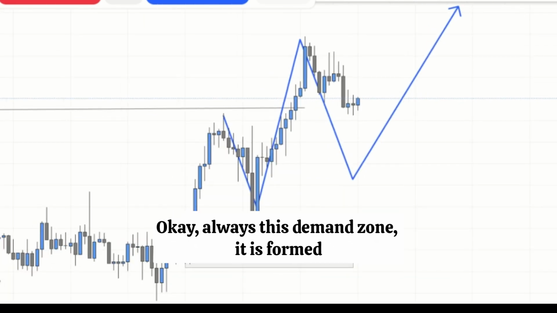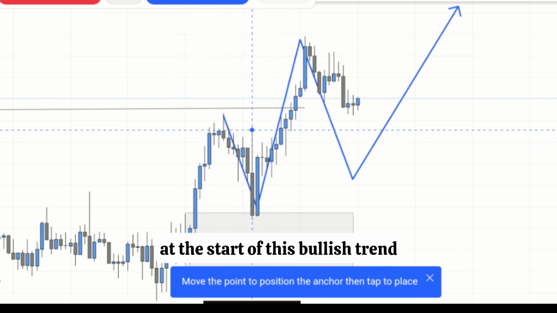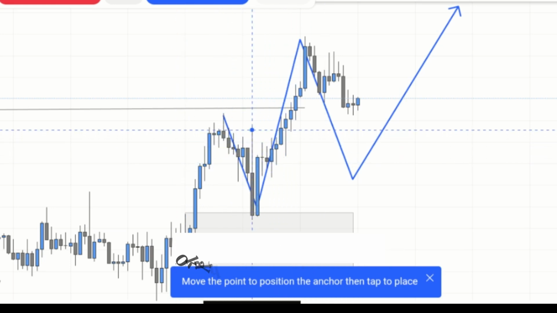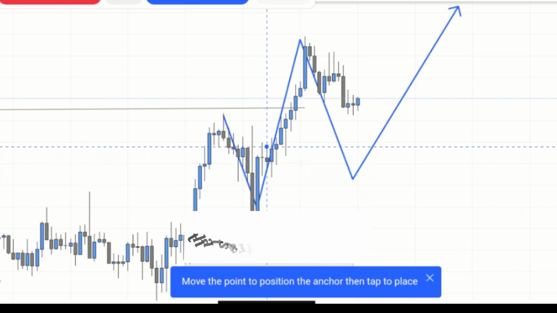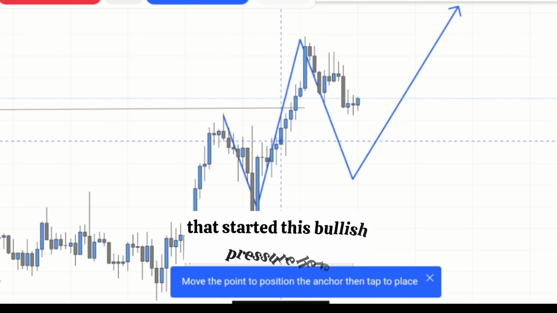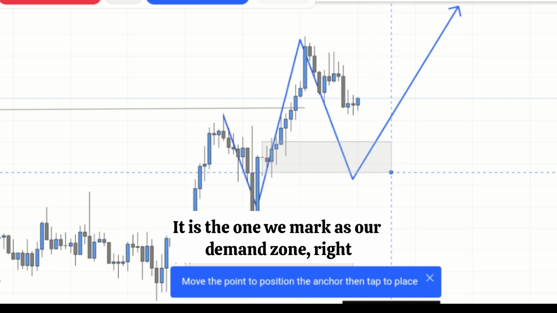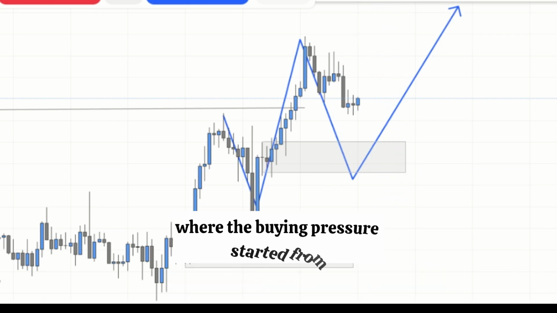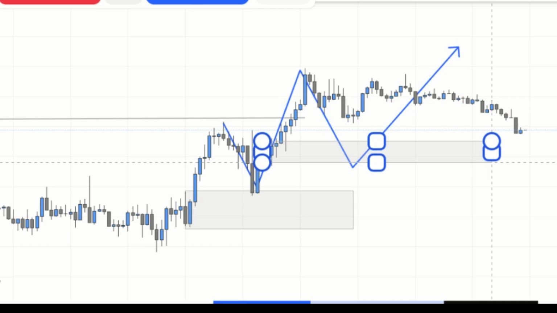Always, this demand zone is formed at the start of this bullish trend. Hope you can see that, at the start of this buying pressure. Remember, this candle is the one that started this bullish pressure, this buying pressure. The candle is right here. It is the one we mark as our demand zone, where the buying pressure started from, and we wait for the market to come and tap there. When it doesn't come, we look for another one.